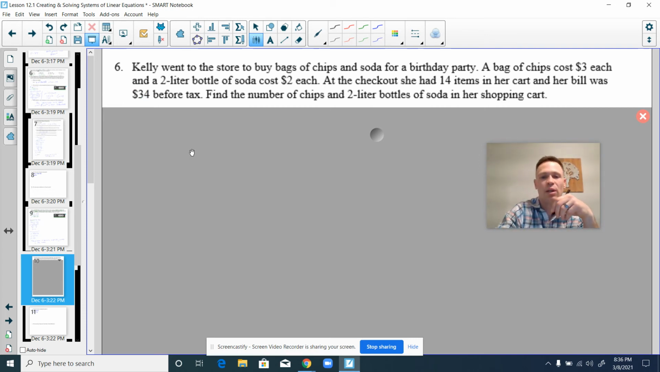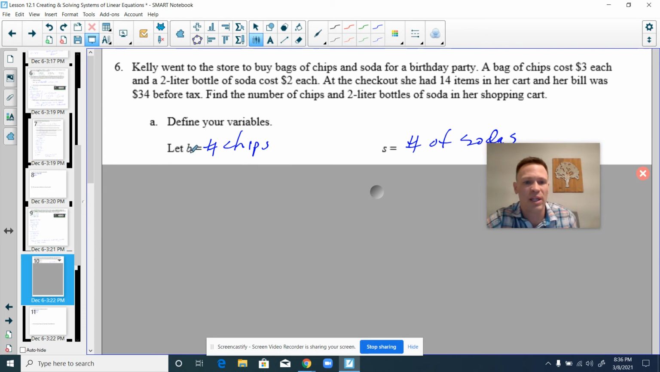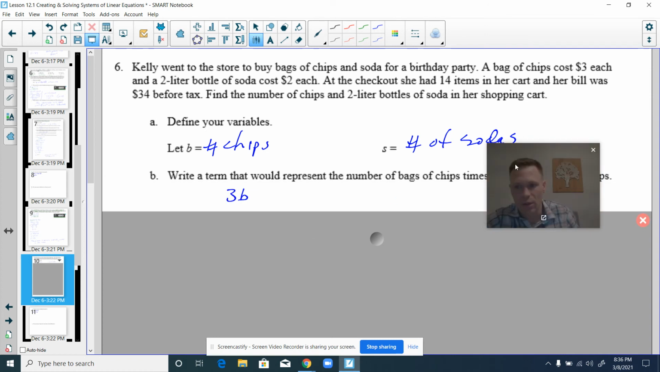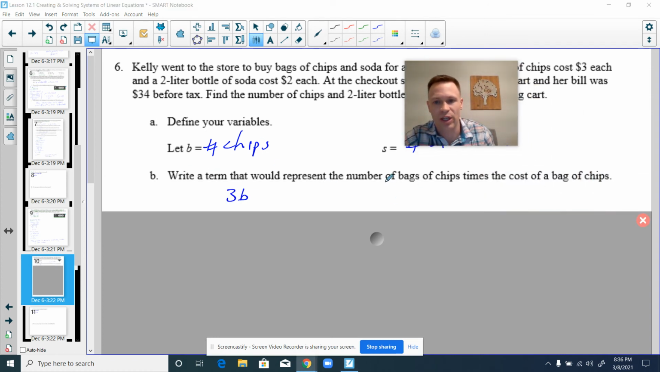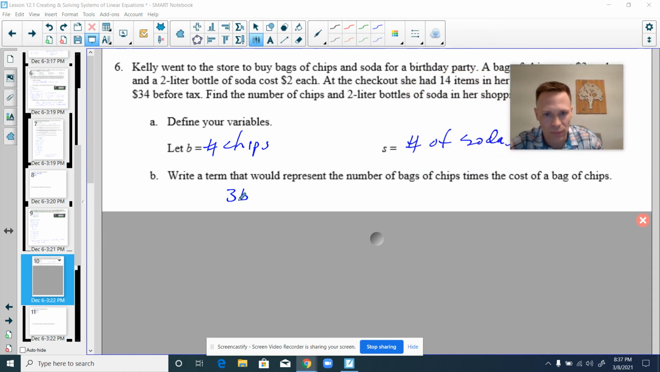Find the number of bags of chips and 2-liter bottles of soda in the cart. So we're defining our variables to start, saying that B is the number of chips and S is the number of sodas. So we're supposed to write a term that would represent the number of bags of chips times the cost of the bag of chips. And for B, we ended up with 3B here. Actually, for this, we should have 3B.